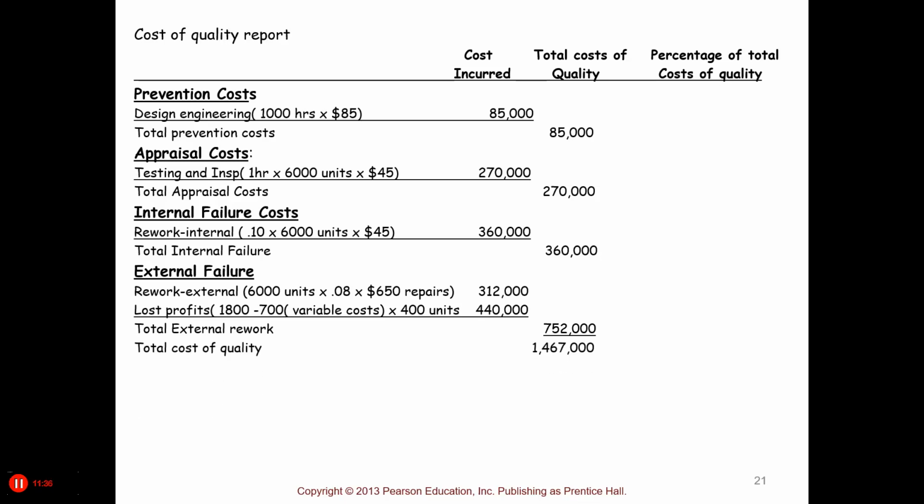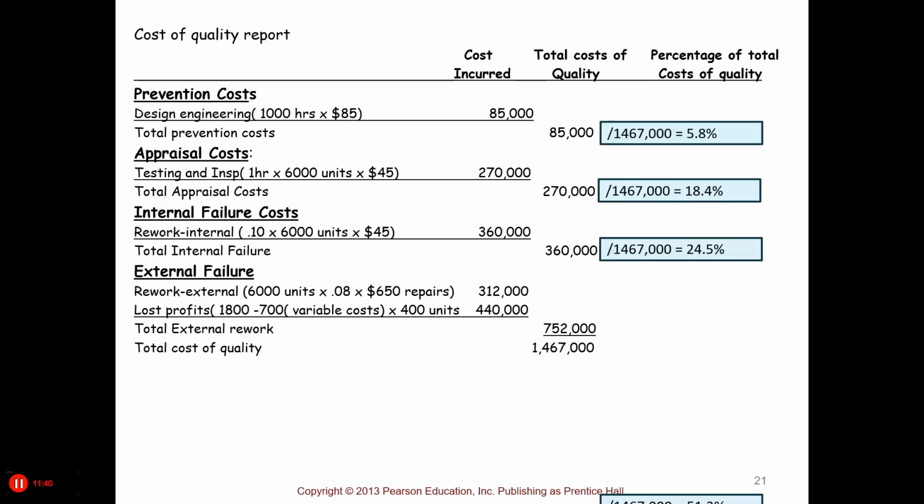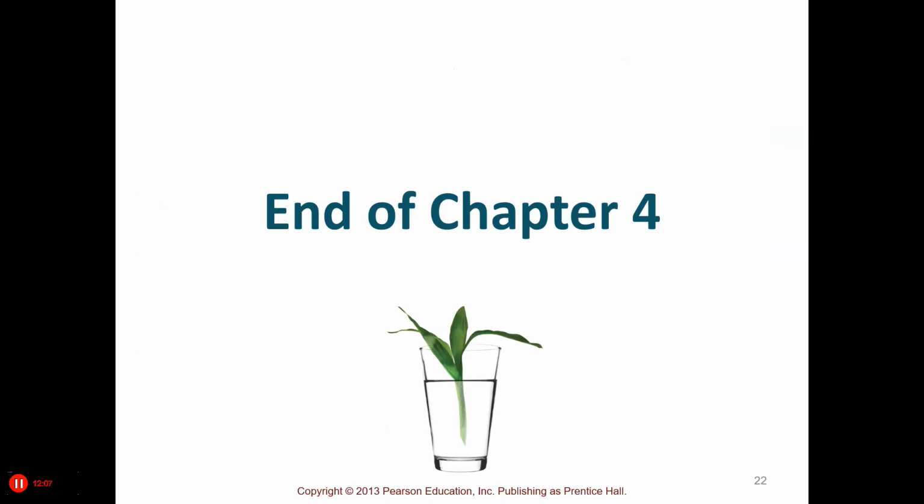And now what we can do is look at where all our money is going in terms of our product. And it seems we're not spending enough money on prevention and appraisal. Instead, we're spending all our money on internal and most of it on external failures. So we need to spend more time up front on this product. And that should equal 100%. And that's the end of chapter 4.